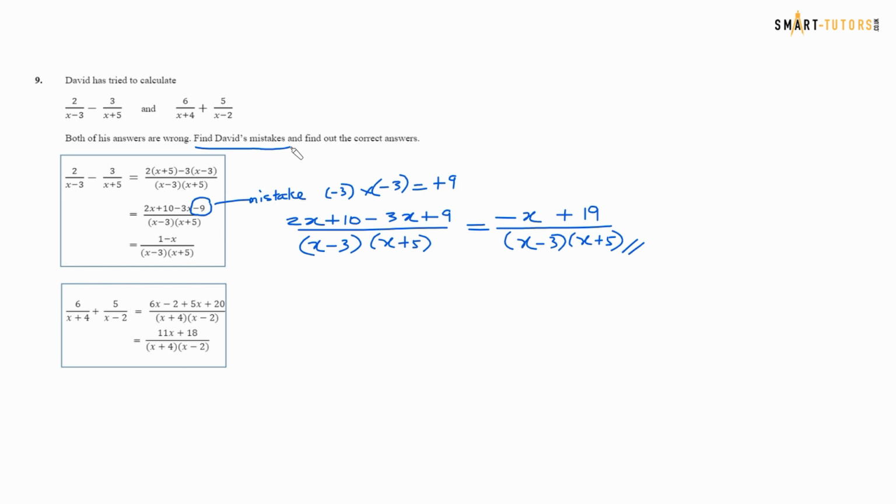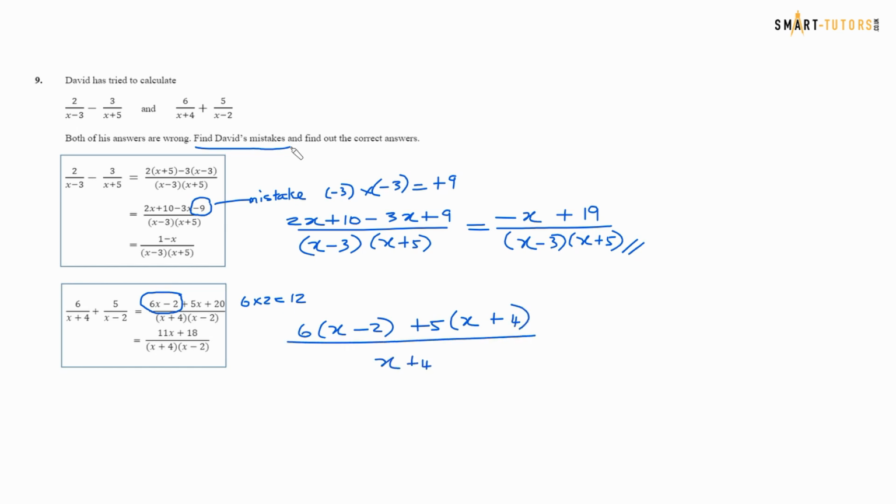Second algebraic fraction is 6 over x plus 4 minus 5 over x minus 2, and 6 times x minus 2. This is where he made a second mistake. When he multiplied by 6, 6 times 2 is 12. So we will show that one and correct the mistake. 6 is going to be multiplied by x minus 2, plus 5 is going to be multiplied by the x plus 4.